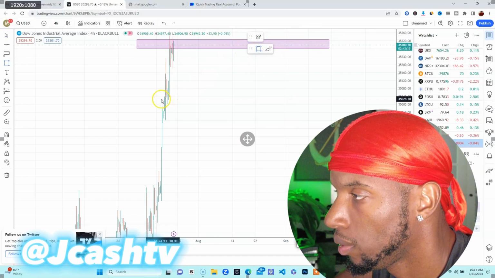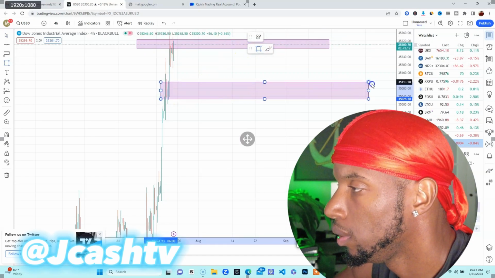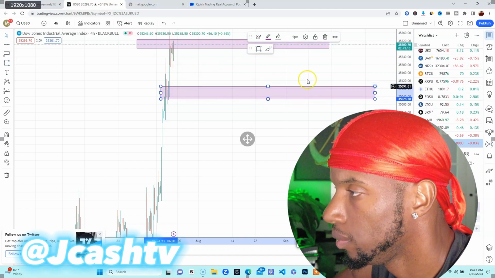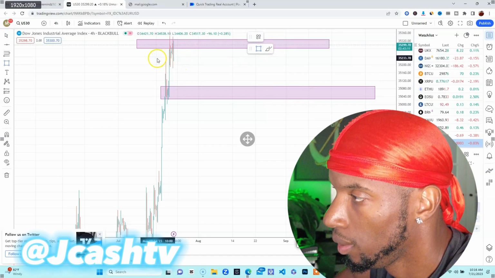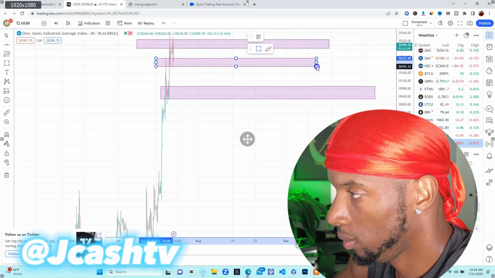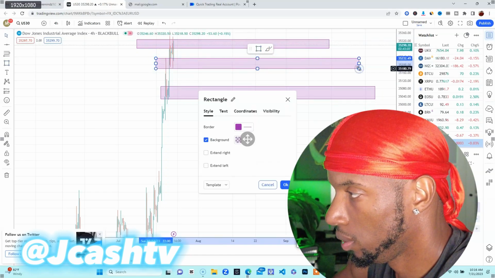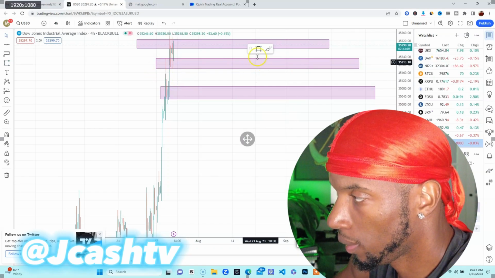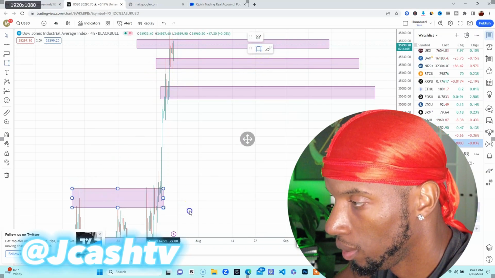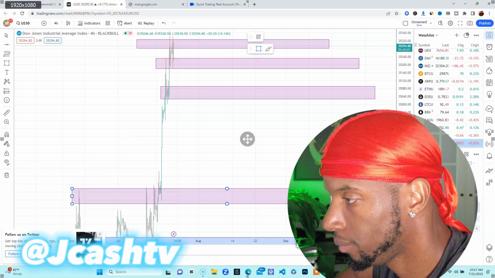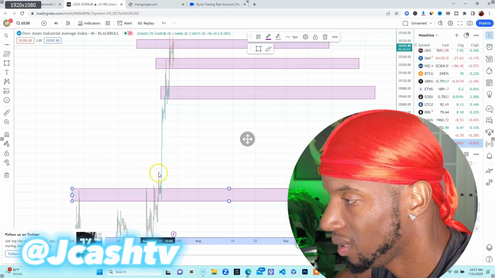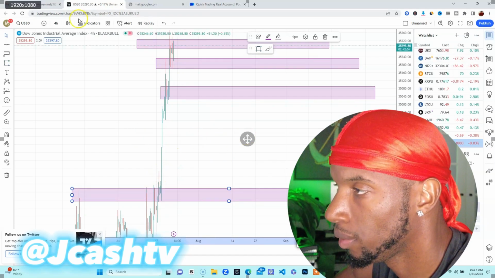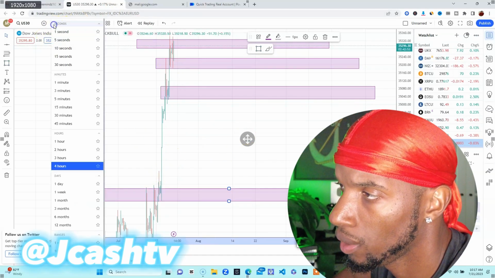I can do this all day. Too easy. And the more you do it, the easier it gets, y'all. No cap. This gets too easy. It's just like shapes and colors, bro. Boom. I see a little smaller zone right there, but I ain't really worried about that right now. So I'm gonna go to the M15. See what we got.